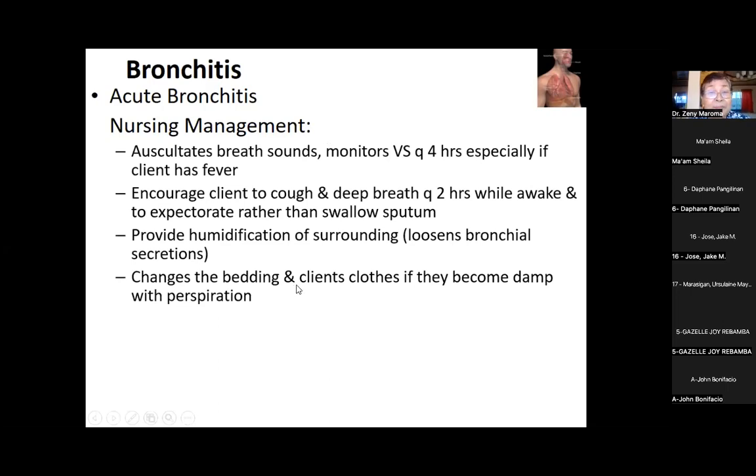So we have to auscultate breath sounds, monitor vital signs every 4 hours, especially kung may lagnat. Okay? Hindi pwedeng, ay okay ka na po, wala ka nang lagnat. Ha? So that is undocumented fever. So dapat ma-assess natin, yung ma-record talaga yung temperature. Encourage the client to cough and deep breathe every 2 hours while awake and expectorate rather than swallow sputum.